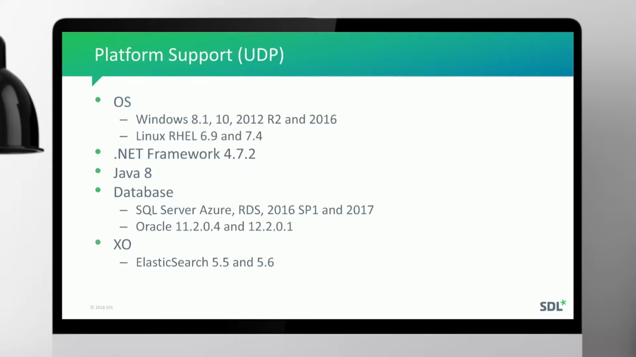Moving on to the UDP, or the previously called Content Delivery. UDP is now our Unified Delivery Platform that has similar OS support, but adds Linux, Red Hat Enterprise Linux versions 6.9 and 7.4 to it. The Java and the database servers are exactly the same, but we are also supporting Elasticsearch 5.5 and 5.6.